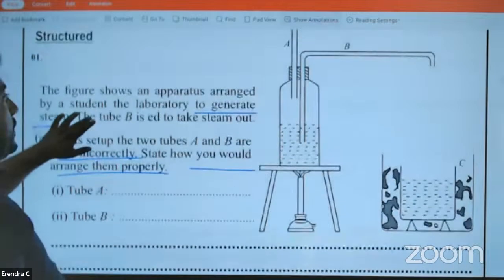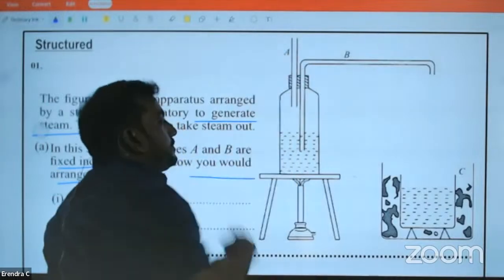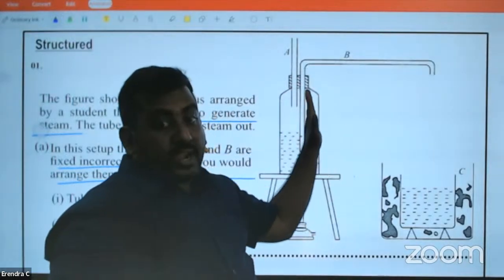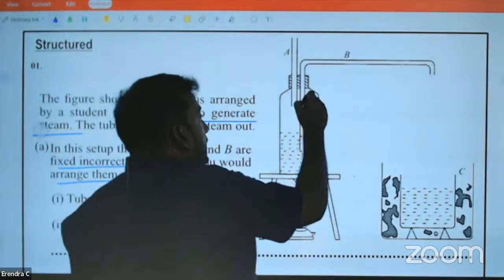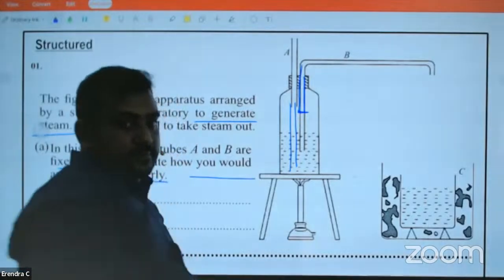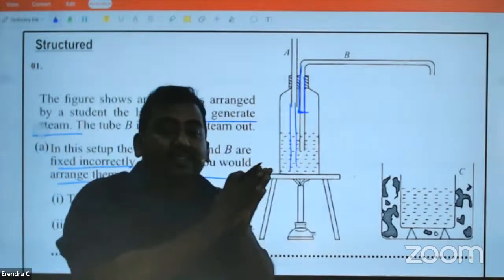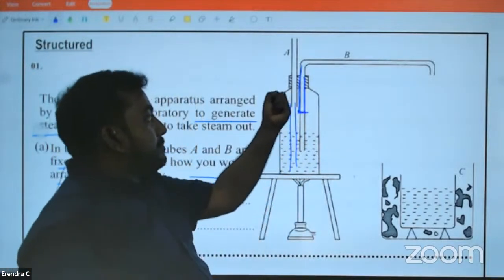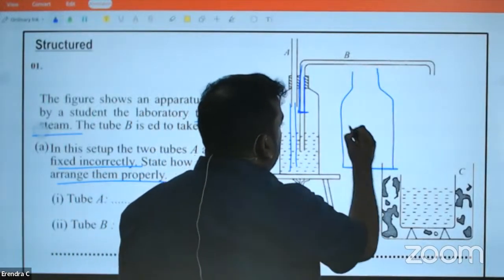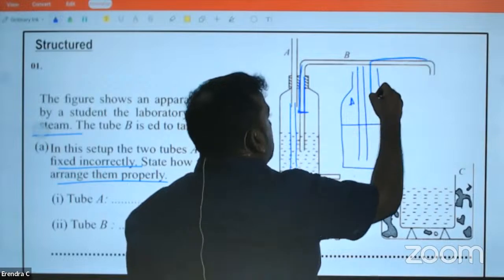Remember, this A here, now from here only steam is carried. You can't have it inside water. This should stop from here. This should start from here. And this should go underwater. This tube is to regulate pressure. When the steam increases, the pressure inside will increase. So tube A should go underwater, tube B should be outside like this.